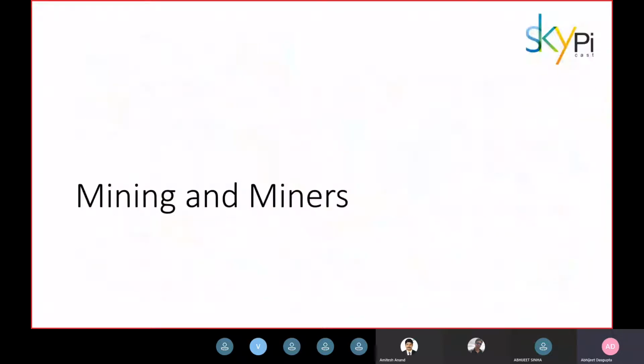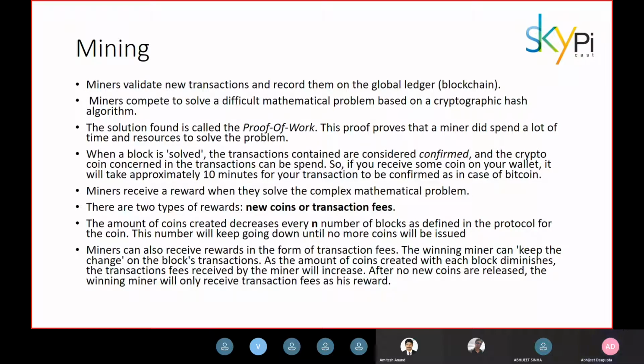The next section that we are going to discuss in this session is about mining and miners. We will first be looking at what the entire process of mining is, what miners are, and what types of miners are available. Mining is a basic process which means to validate new transactions and record them on the global ledger or the blockchain. Miners basically compete to solve a mathematical problem based on a cryptographic hash, which we discussed in our previous slides as well. The solution that they find is called proof of work.